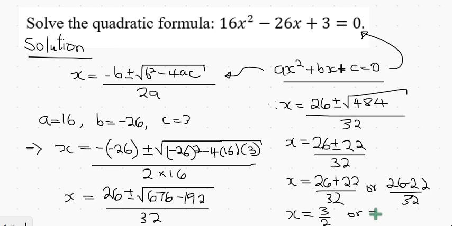Or subtract 22 from 26, that is 4, and when you divide 4 by 32, you get 1/8. So the roots of this quadratic equation, 16x squared minus 26x plus 3 equals 0, are 3/2 or 1/8. Thank you for your time.